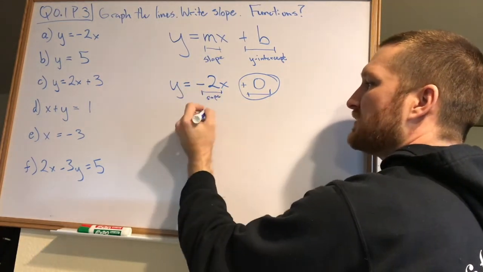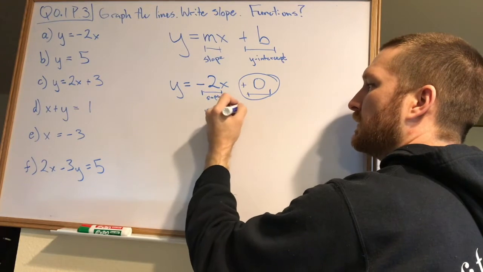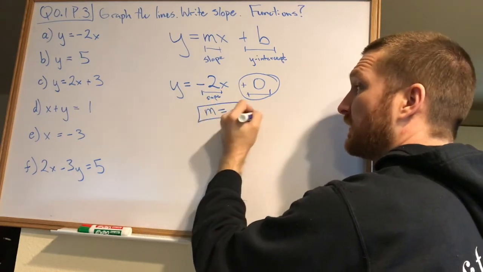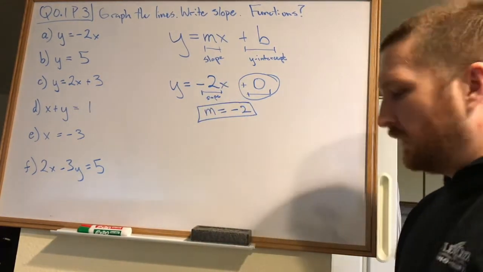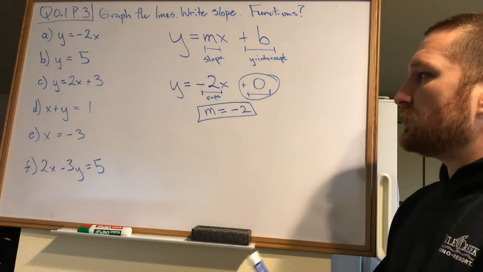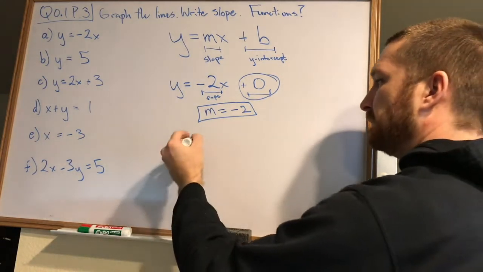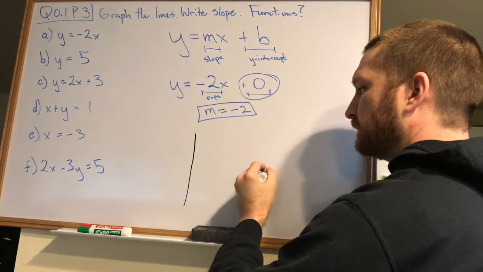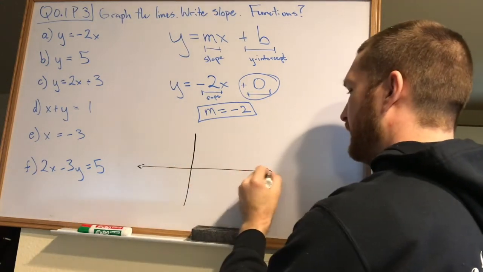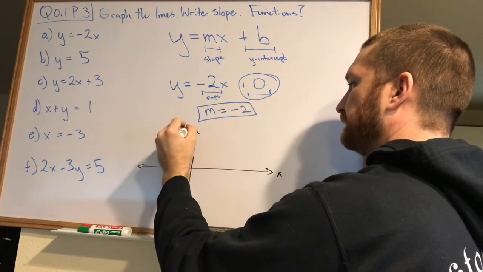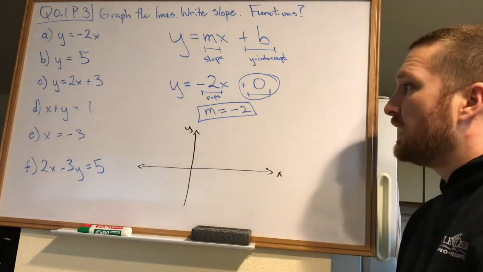All right, so I found my slope. In fact, it's going to be the first thing I do, because it's one of the things we have to do. We have to identify the slope. And now we just got to draw this guy. Okay, so label my axes, x and y.